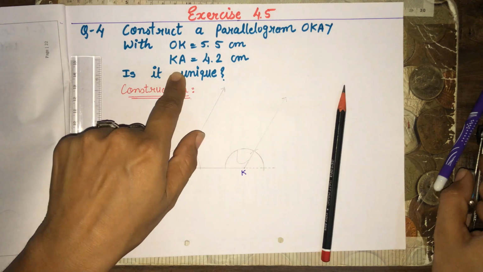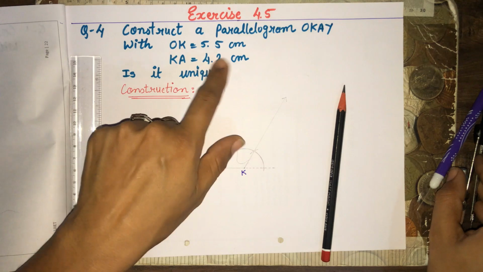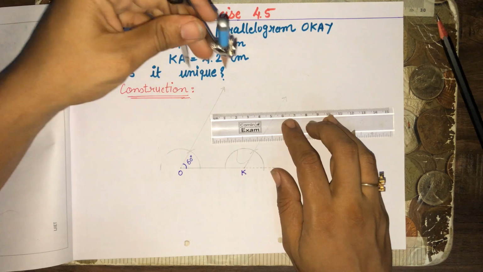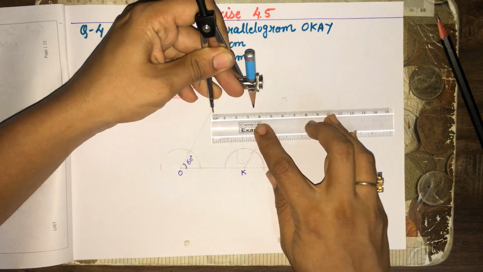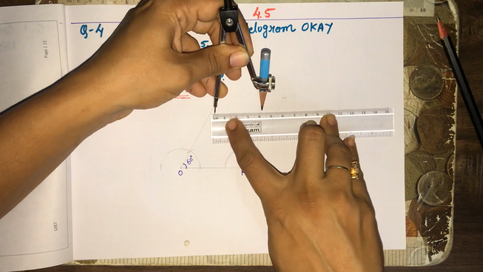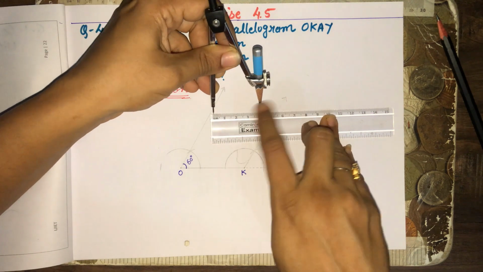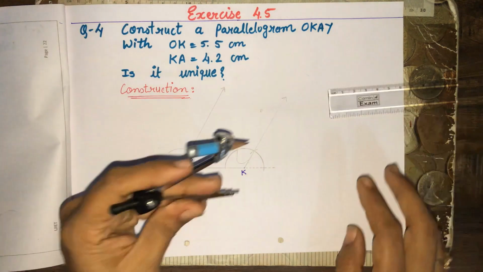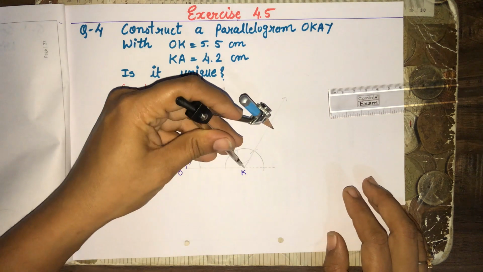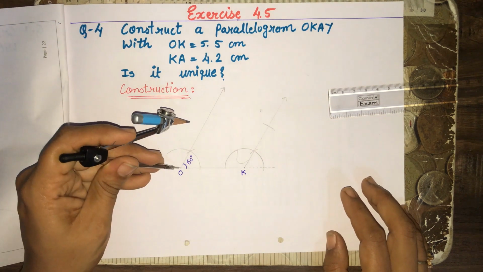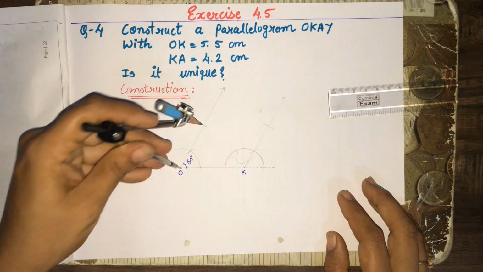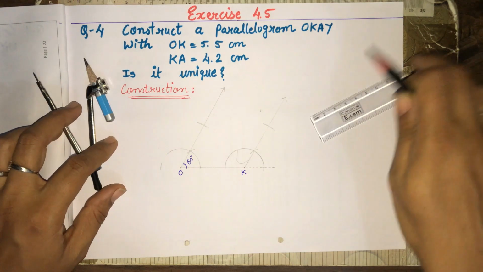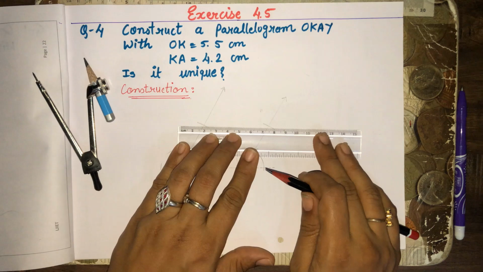Now next is KA, we have to take 4.2 centimeter. So for that, using a scale, I'll take the measurement of 4.2 centimeter. Here it is 4.2. So from K, I'll put an arc, and the same I'll repeat from O also, because opposite sides are of equal length in a parallelogram. And last, I will join these points.